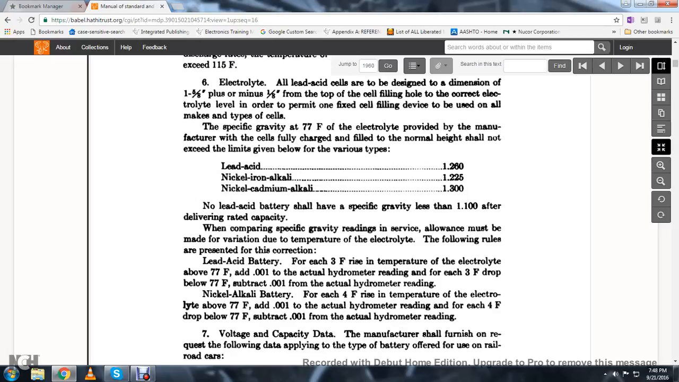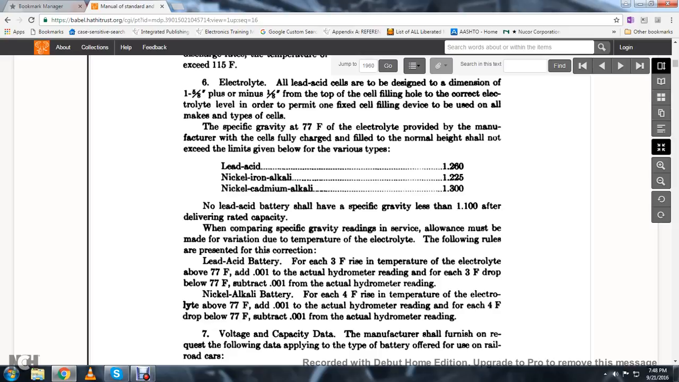6. Electrolyte. All lead acid cells are designed at a dimension of 1 5/8 of an inch, plus or minus 1/8 of an inch, from the top of the cell filling hole to the correct electrolyte level, in order to permit one fixed filling device to be used on all makes and types of cells. The specific gravity at 77 degrees Fahrenheit of the electrolyte provided by the manufacturer, with the cells charged and filled to the normal height, shall not exceed the limits given below for the various types.